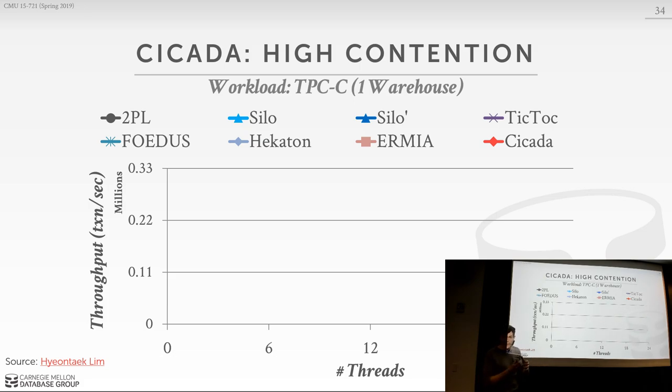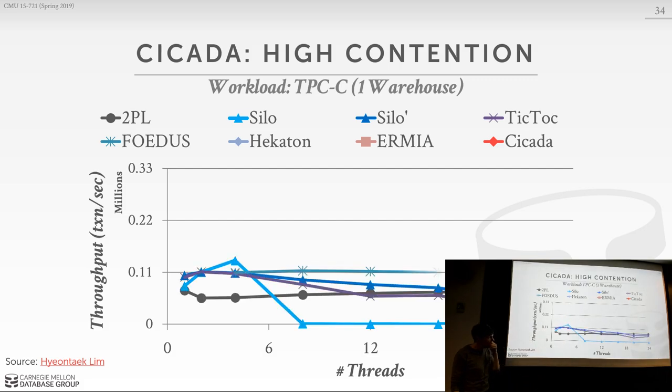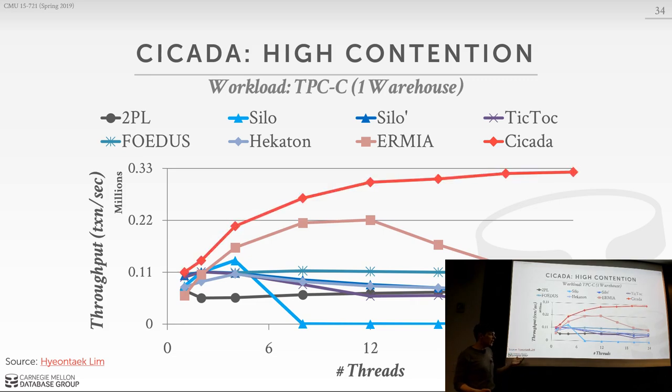The way it's basically modeled, think of it like an Amazon storefront, and one warehouse has a district, and district has customers, customers have orders, orders have order items. It's like this tree structure. Think of an order processing system. So with one warehouse, that means almost every single transaction is trying to update that one tuple, right? It's super, super high contention. So everyone performs terribly, except Cicada does a little bit better.